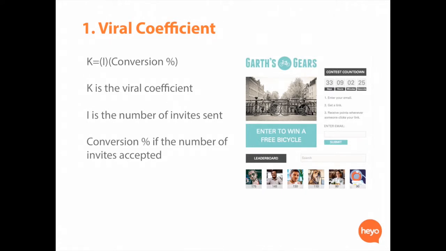But here's the equation. And feel free, Marge and Mike Macy and Fisnik, feel free to write this down. Okay, the formula is K equals I times conversion rate. K equals I times the conversion rate.